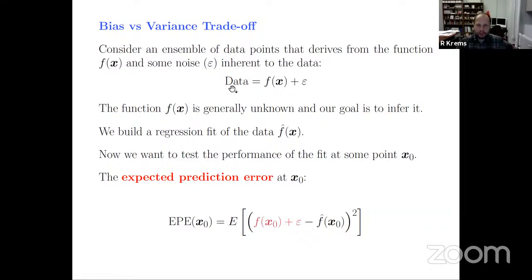Again, we have our data that we're going to model by some function plus noise. The function is generally unknown, and our goal is to infer it. So we build a regression fit, and that's going to be our model. Now we want to test the performance of the model, and we calculate the expected prediction error at some point of the input space, which we now call x naught.